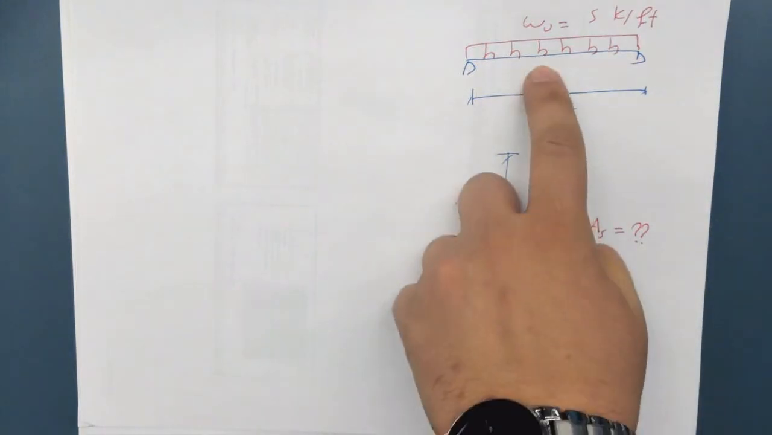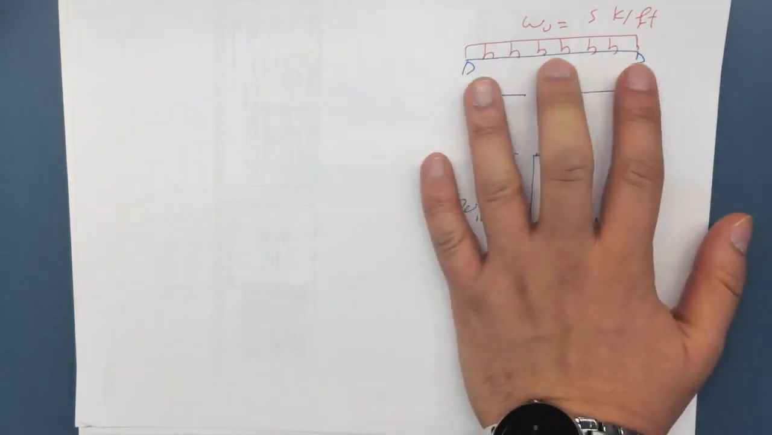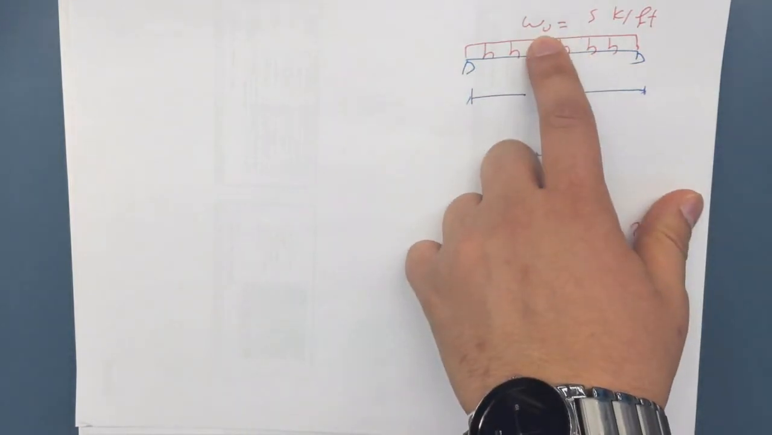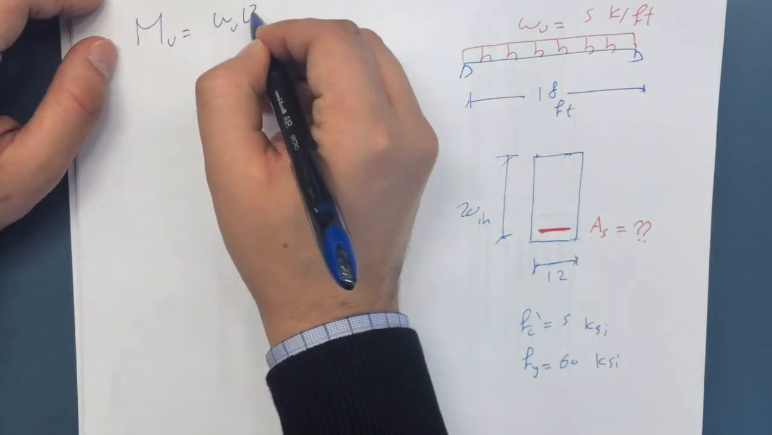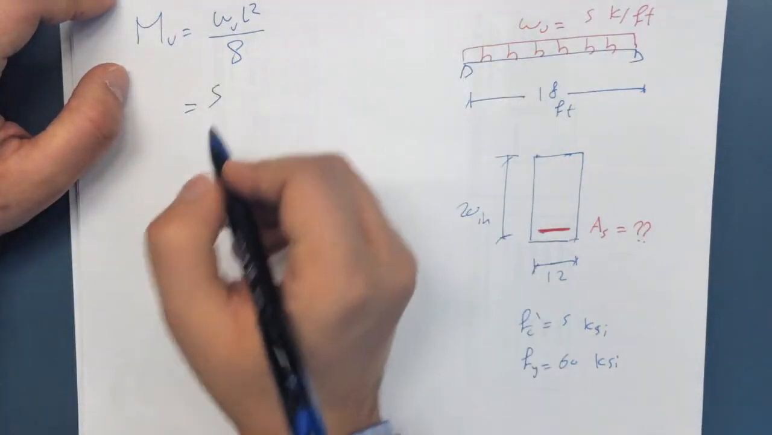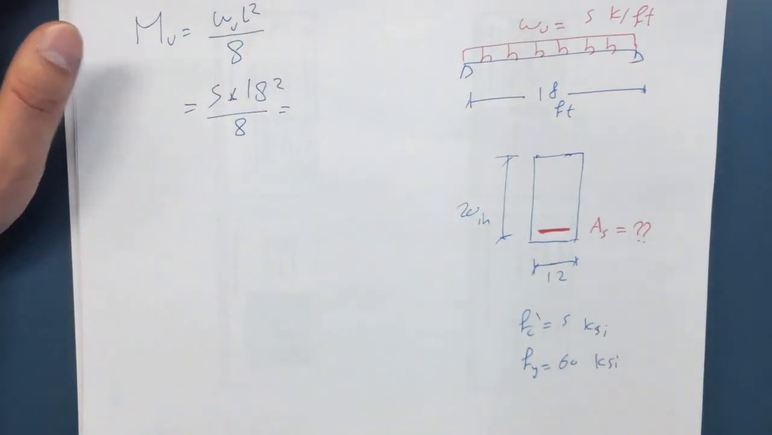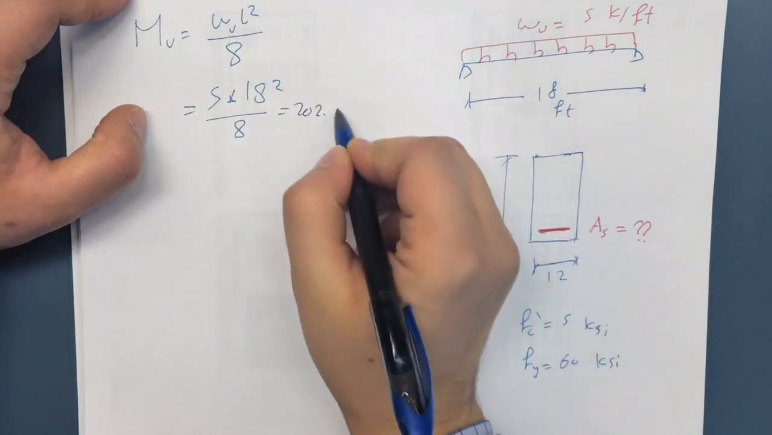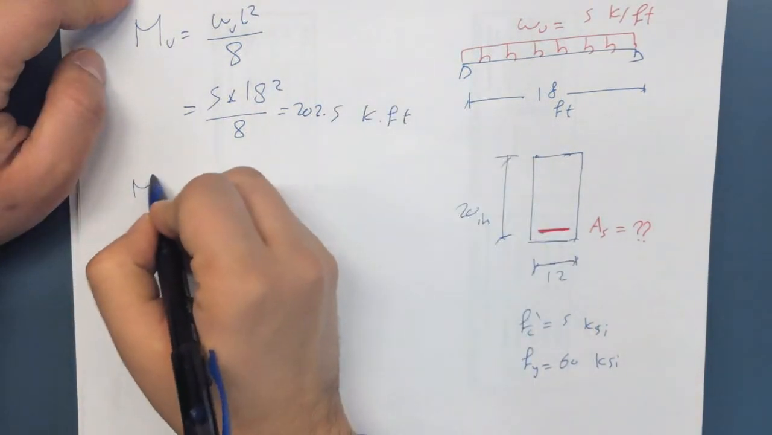So if you look over here, you will notice that we don't have the moment. Not directly anyways. But we know, if you took a strength of materials class, that in the case of a simply supported beam with a uniform load on it, the moment is W L squared over 8. You recall this? Okay. So W is 5 kips per feet, 18 squared divided by 8. This is going to give you the ultimate moment, which is 202.5 kip-feet.